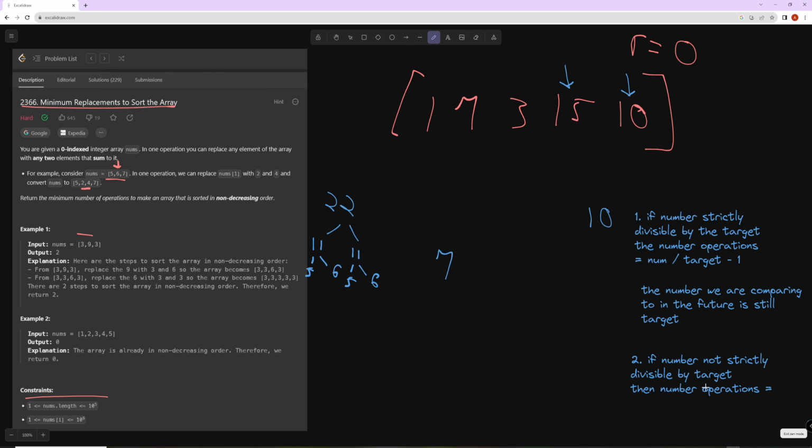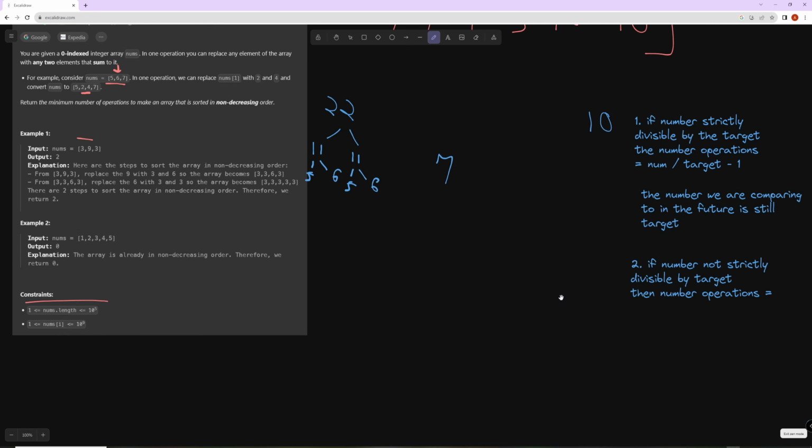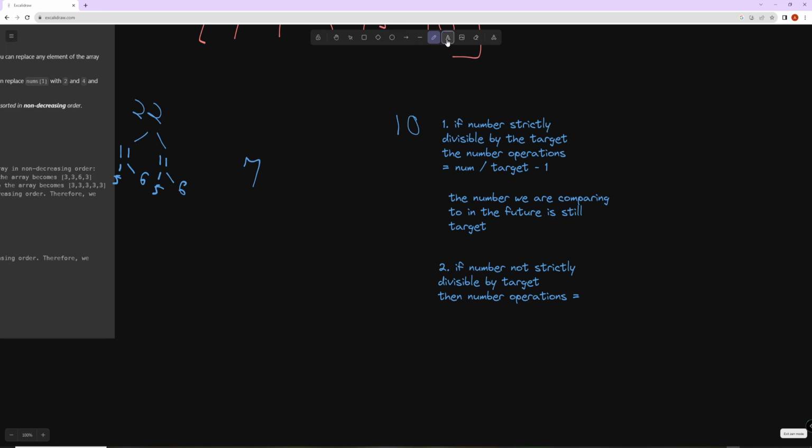Let me bring that back in, and let's move over here just so we have more space. So the number of operations here is number over target, and we're not subtracting 1. The only difference is because you have to account for the remainder, right? That's why there's 1 more operation.